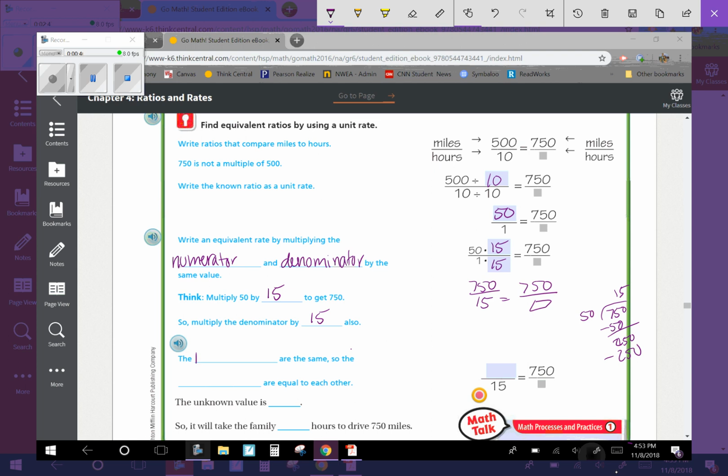So then the numerators are the same, so the denominators have to be equal to each other. So we know that the unknown value is 15, and it will take the family 15 hours to drive 750 miles. So again, all we do is we take the rate that we know, break it down into a unit rate, and then find how to make that unit rate equivalent to the rate we're trying to find.